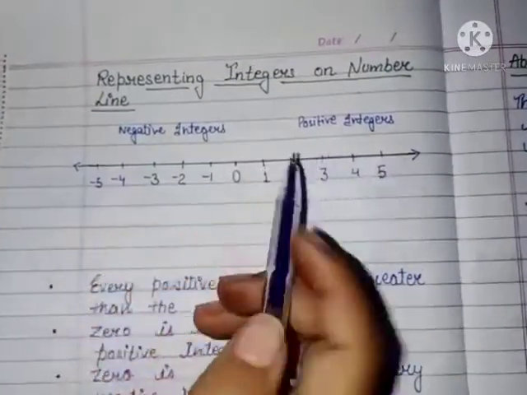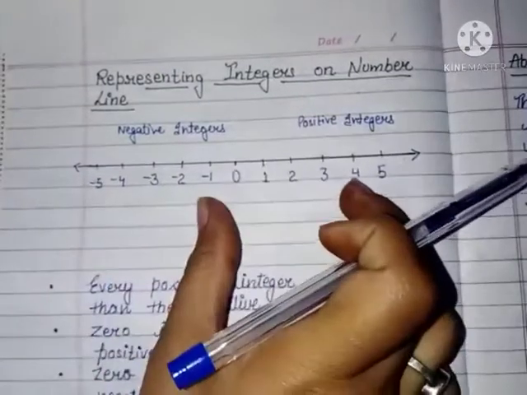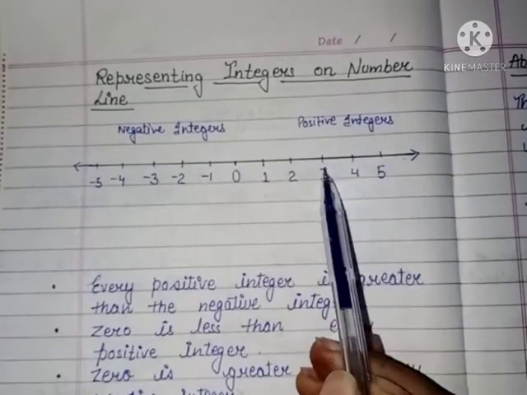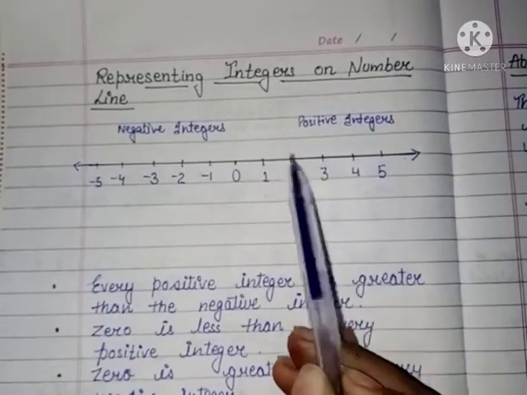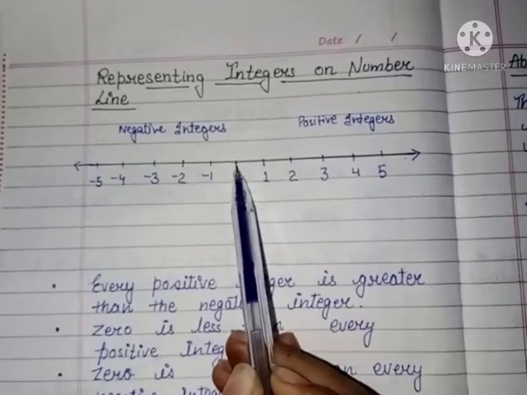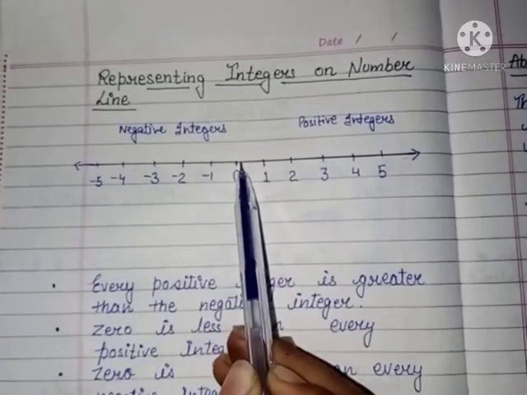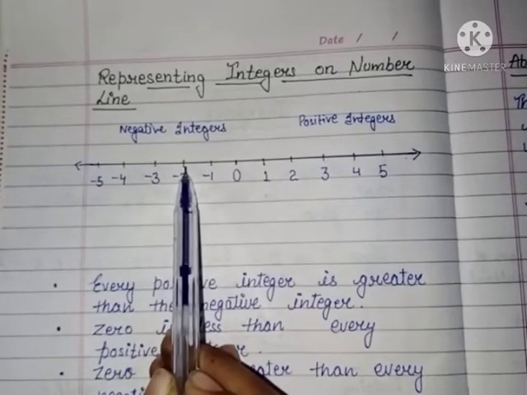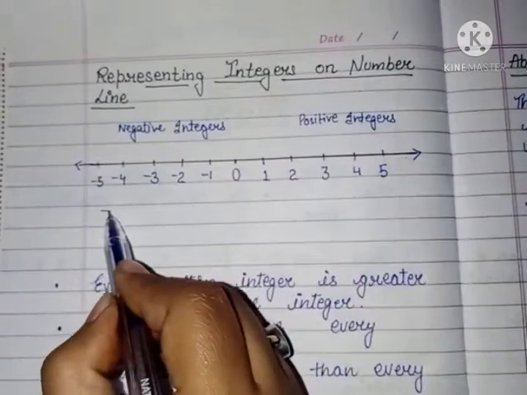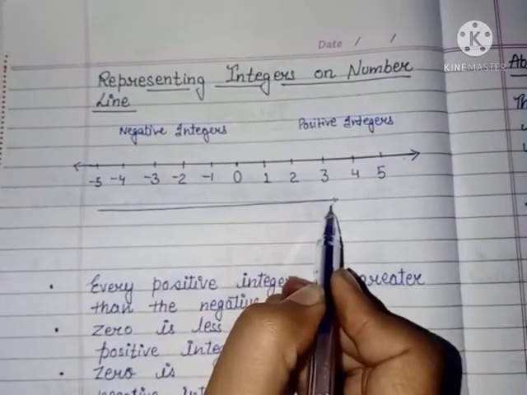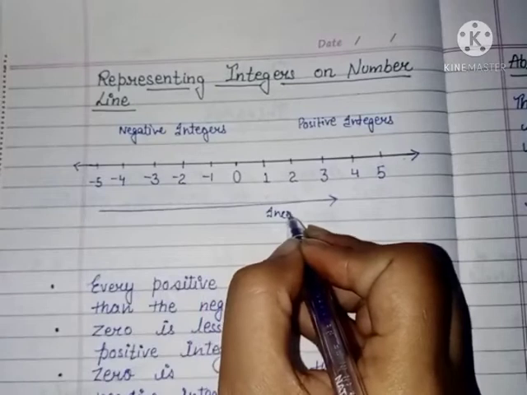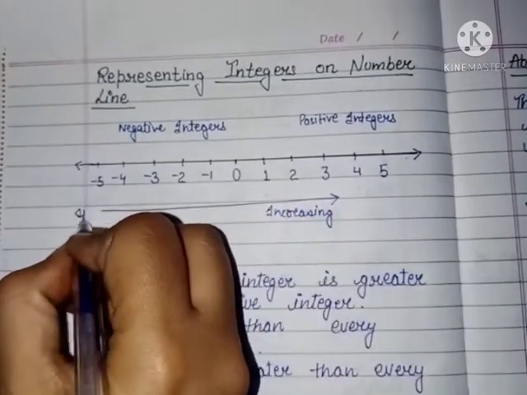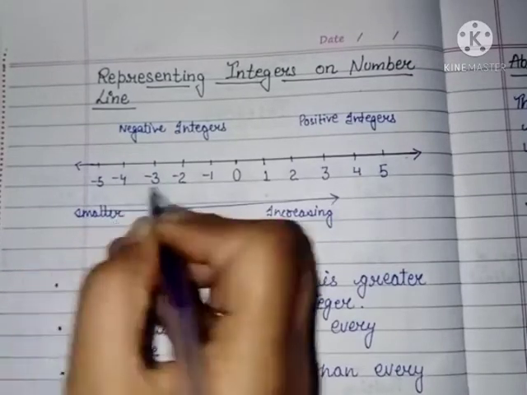If you observe, the left side is always smaller than the right side. 4 is smaller than 5, 3 is smaller than 4, 2 is smaller than 3, 1 is smaller than 2, 0 is smaller than 1, minus 1 is smaller than 0, minus 2 is smaller than minus 1, minus 3 is smaller than minus 2. It means we can say that in this direction the numbers are increasing, from smaller to greater.